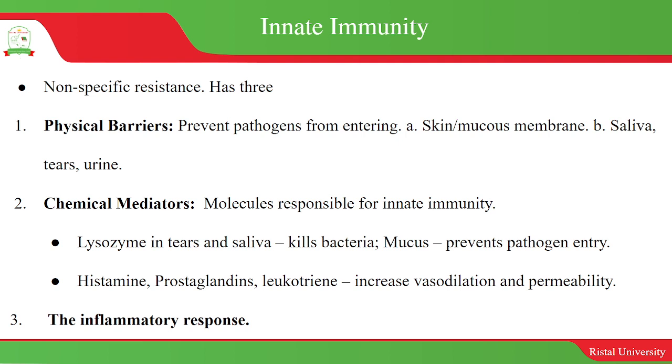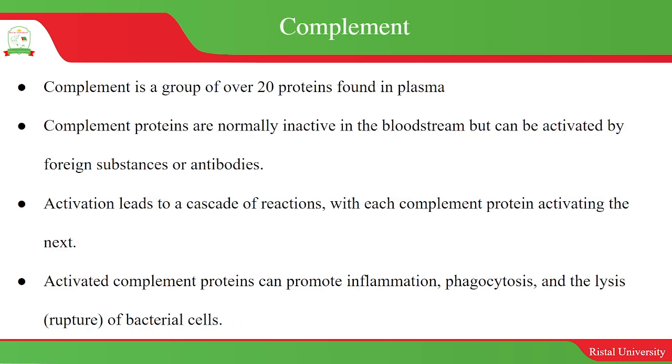So we have chemical mediators such as the lysozymes in tears and saliva. These are very important in killing bacteria. And then we have other important chemical mediators that play various roles in immunity: histamine, prostaglandins, leukotrienes. These play an important role in increasing vasodilation and permeability, and when this happens, of course, it allows the lymphocytes to enter damaged tissues and be able to destroy pathogens and also some infected cells. And then the third element of the innate immunity, the inflammatory response.